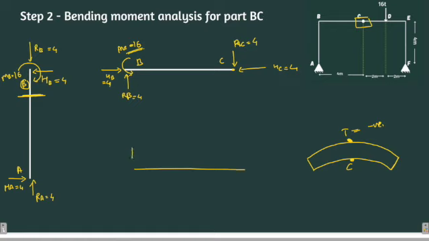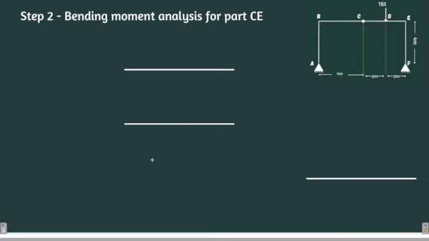So there is a bending moment of 16 units over here, but 0 units over here at point C, because C is an internal hinge and it cannot take any moment. So this will be my bending moment diagram. And it will be negative because I am drawing it for the tension side. I hope this is clear up till now. Let's move forward and we'll be analyzing part CE of the beam.